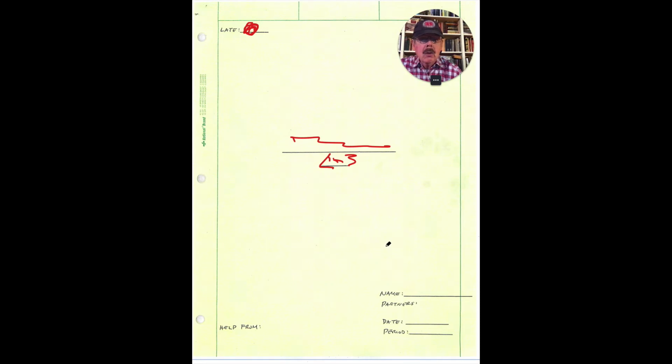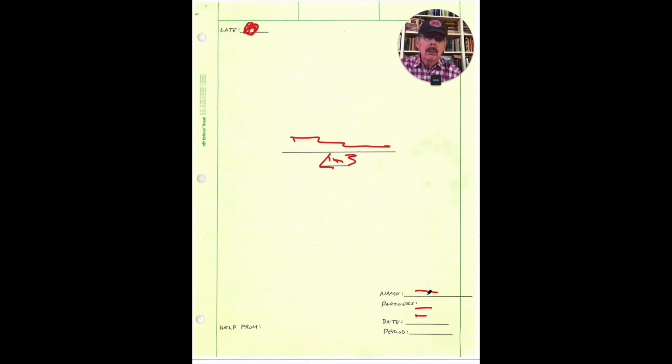Bottom right-hand corner, you've got a spot for your name. You've got a spot to identify who your partners are. By the way, with your name, please put your full name, at least in the beginning when I'm learning the names. That'll make it easier on me. You need to put what the date is. And again, none of this information would normally be on the pads. This is all stuff you have to write out.